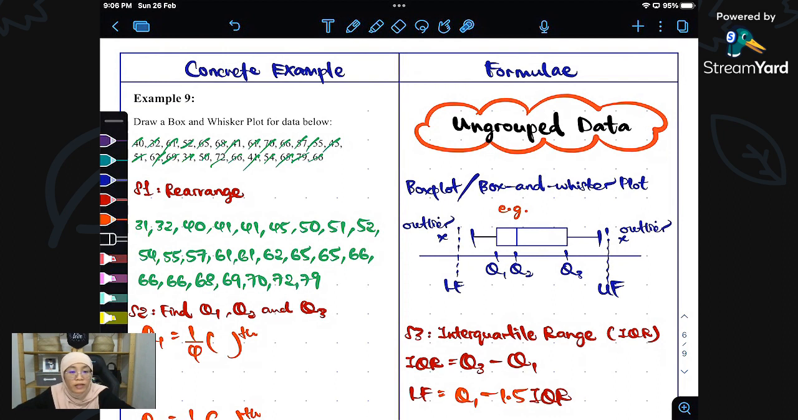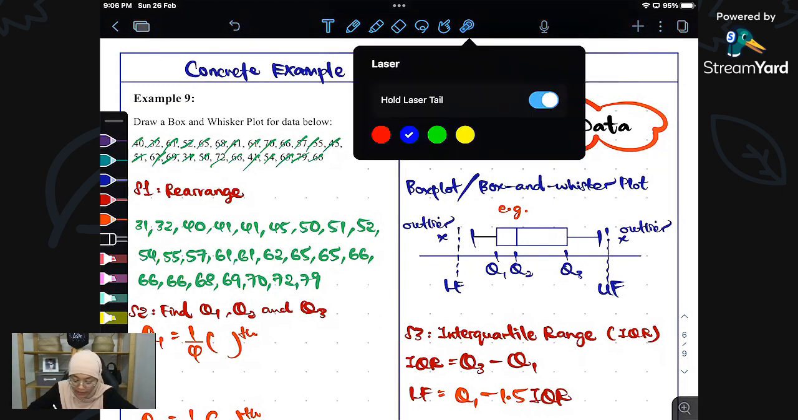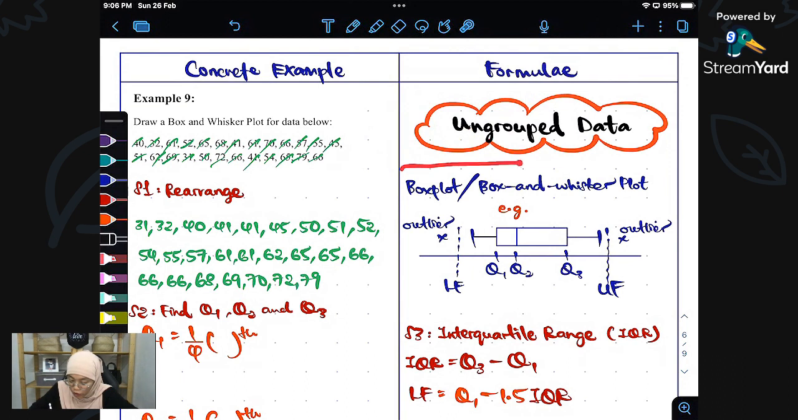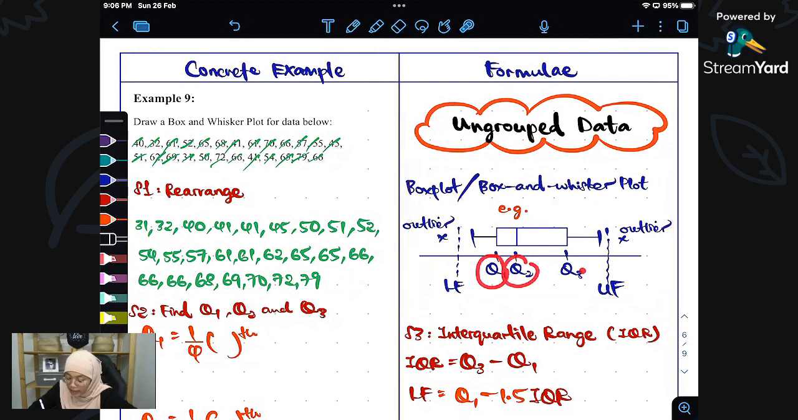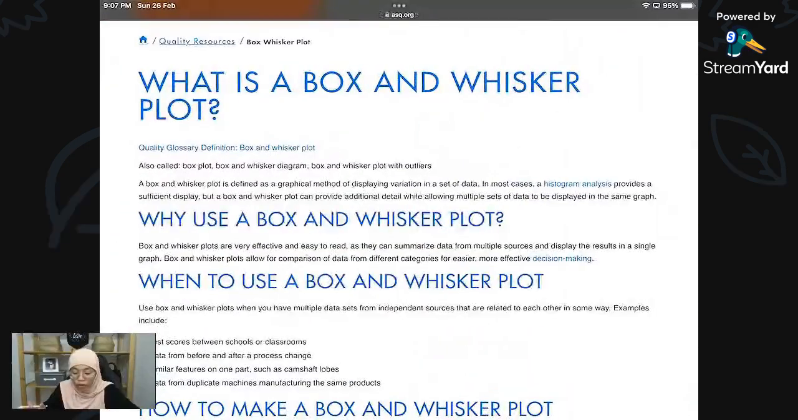So now we are going to learn how to draw a box and whisker plot, or I can call it box plot. Okay, they are just the same thing. So this is just a visualization of how a box plot looks like. We have a first quartile, second quartile, and the third quartile. And this is new to you all. We call this lower fence and then upper fence, and we have outliers out of the fences. All right, this is just an example. But let's have a look at what is box plot. What is box and whisker plot?